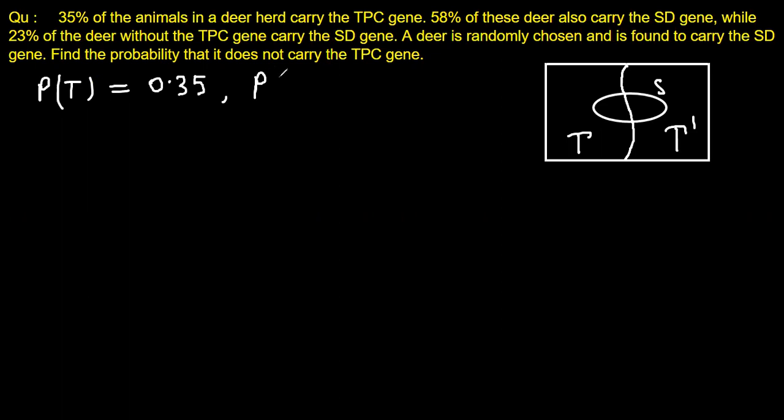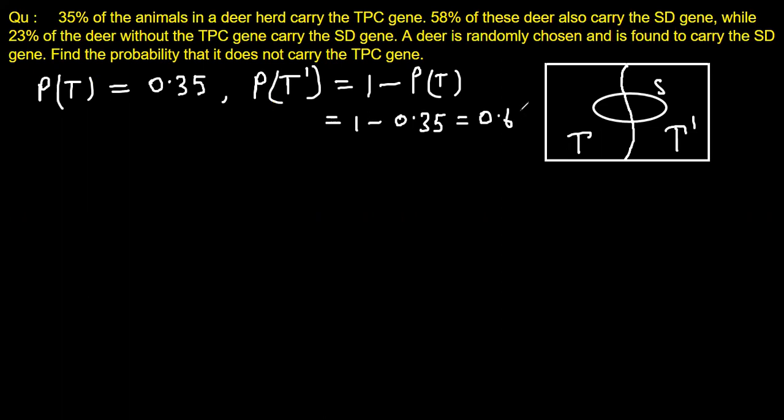Also, P(T) is known. We can find P(T complement), and that is very easy to find. 1 minus P(T), and 1 minus P(T) means we are getting 1 minus 0.35, and that is equal to 0.65. Okay. P(T) and P(T complement) are given.